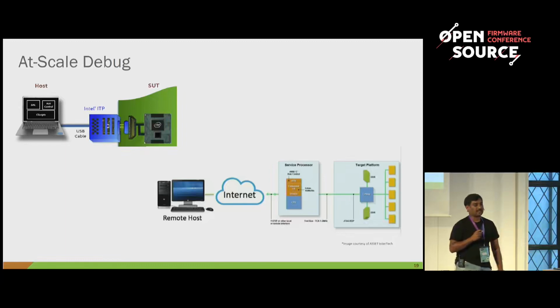We cannot connect any debug cables to all of the systems at the time. So, thanks to Intel, I think they came up with this at-scale debug feature, where the BMC is used as a proxy. Over the network, you send all the debug commands, and then the BMC converts them into JTAG and runs them. So now we have the ability to debug remotely using the BMC as a proxy.